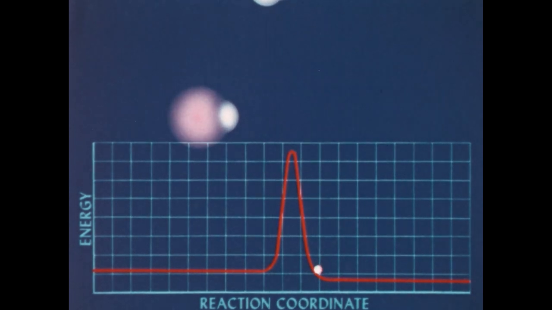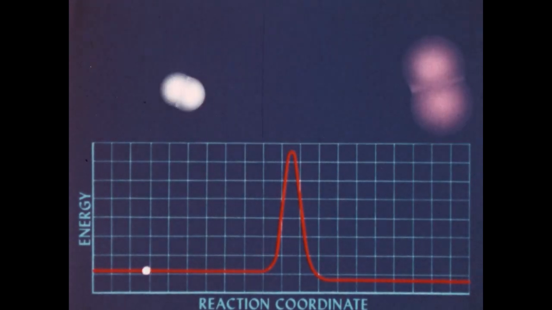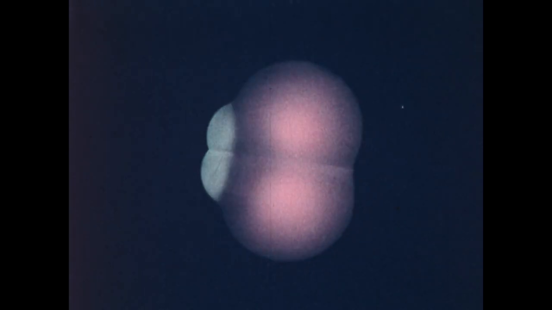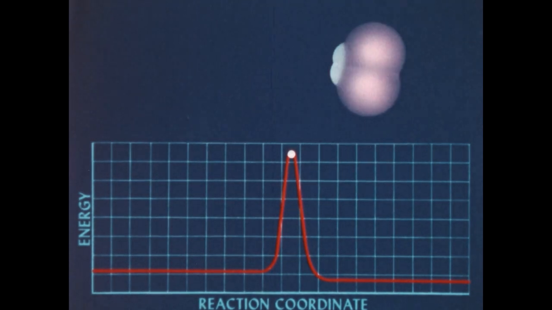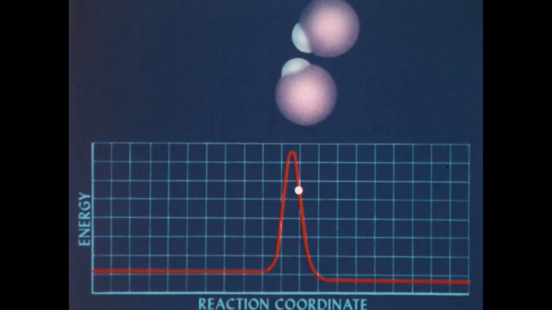The height of the potential energy barrier depends upon the positions in which the molecules collide. In favorable collisions such as this, the reaction proceeds through a symmetrical activated complex in which this hydrogen-iodine distance is equal to this, and this hydrogen-iodine distance is equal to this. The height of the potential energy barrier is then the lowest possible for this reaction.